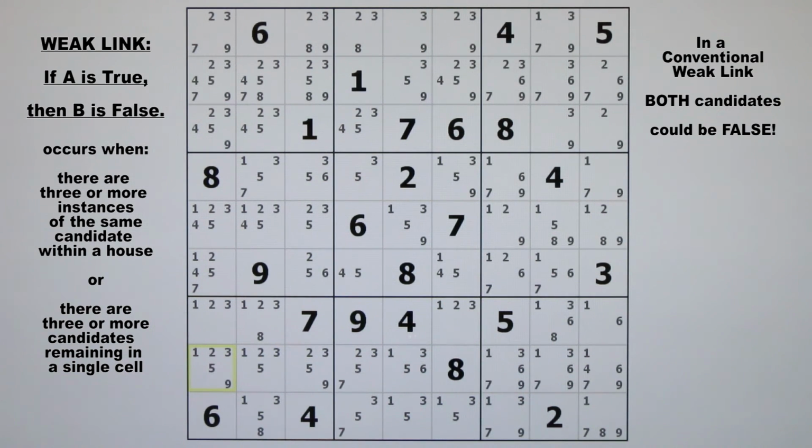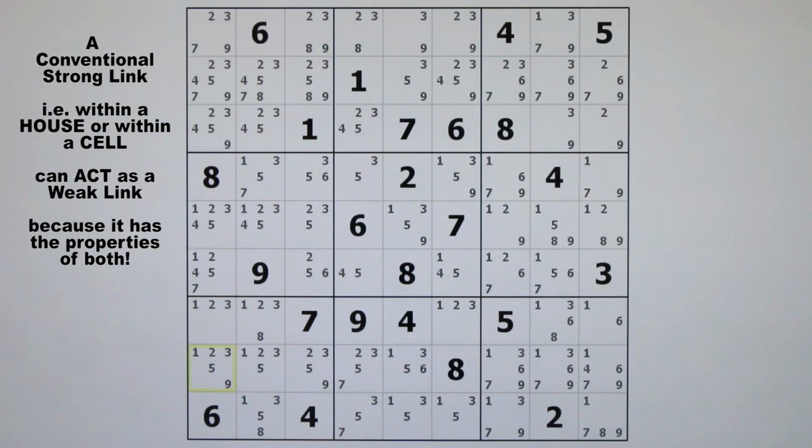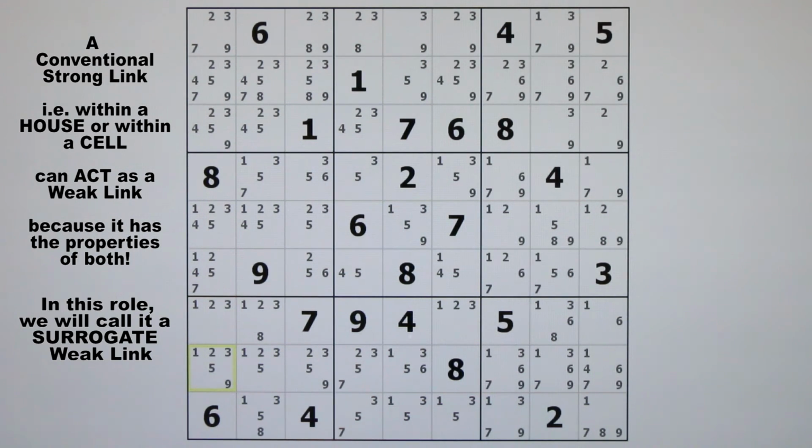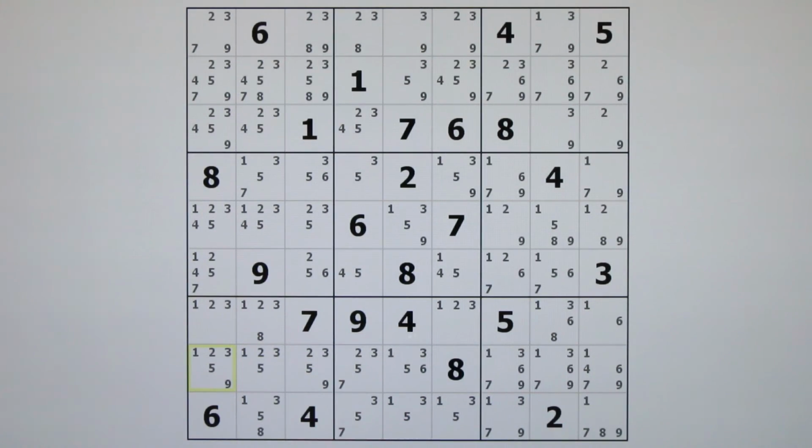And lastly, a strong link can act as a weak link because it has the properties of both. Please remember that when we use a strong link as a weak link, we will make this distinction by calling it a surrogate weak link, okay? Well, that's about it. So let's go outside and finish up.